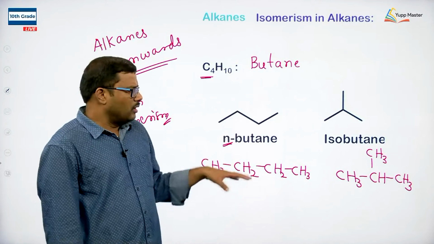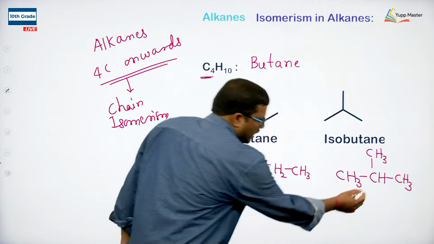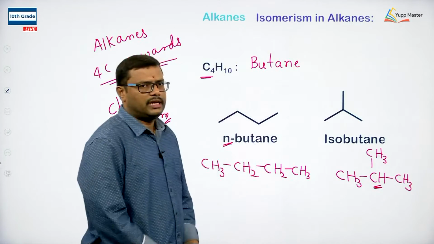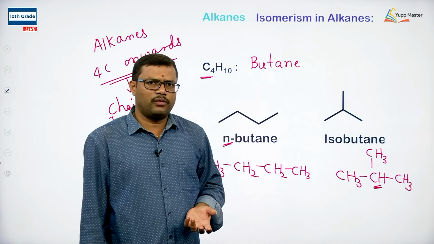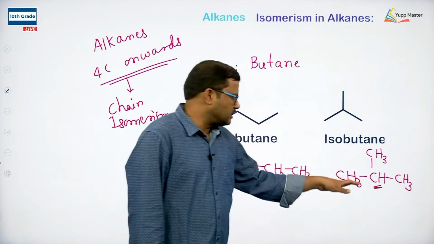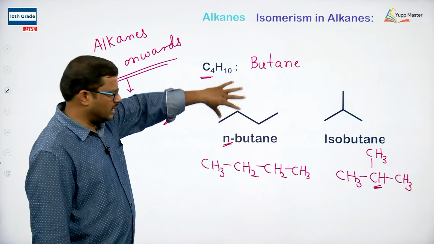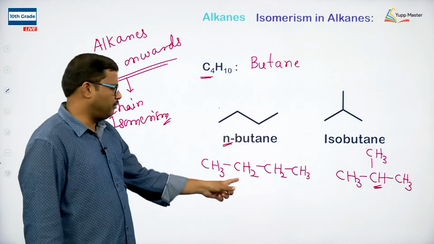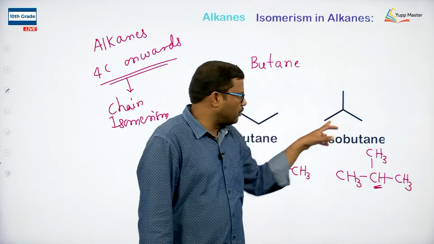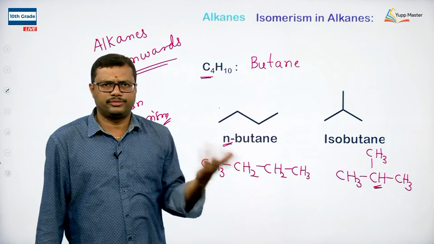Now this compound, if you observe, has a methyl substituent on the second last carbon atom in the chain. What kind of prefix are we going to use? Iso. So it is isobutane. This is a zigzag way of representing it, and this is the complete formula of the compound n-butane, and this is isobutane: 3 carbons in a straight chain and 1 carbon as a substituent.